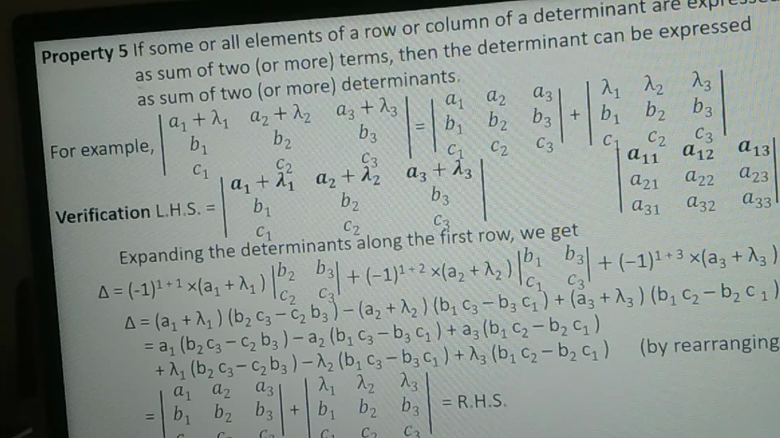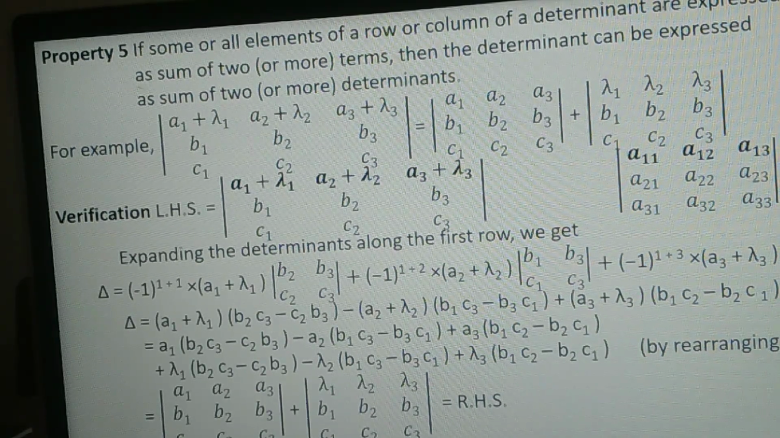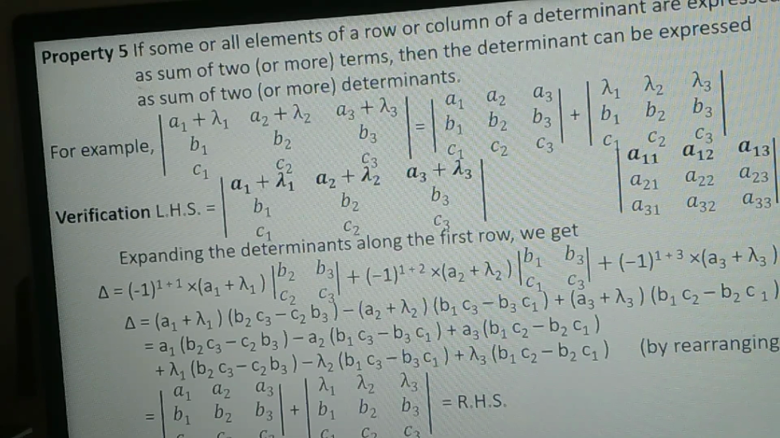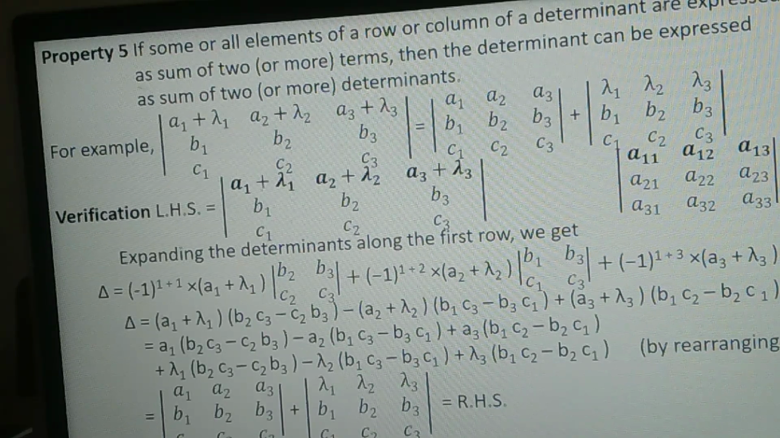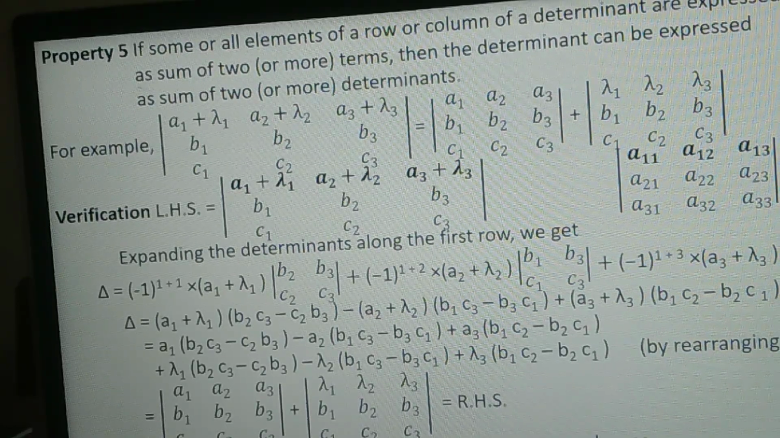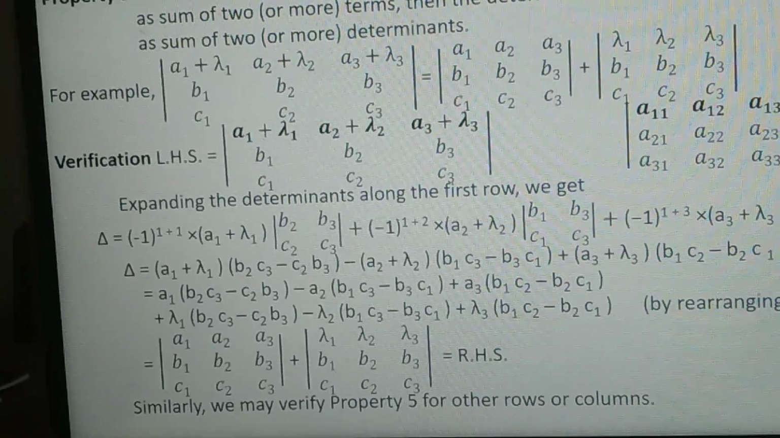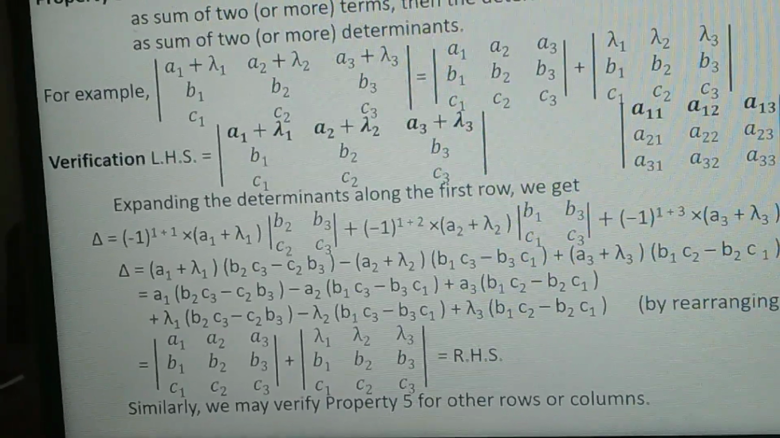So this is equal to determinant a1, a2, a3, b1, b2, b3, c1, c2, c3 plus determinant lambda 1, lambda 2, lambda 3, b1, b2, b3, c1, c2, c3, which is equal to the right hand side. Similarly, we can verify property 5 from other rows or columns.